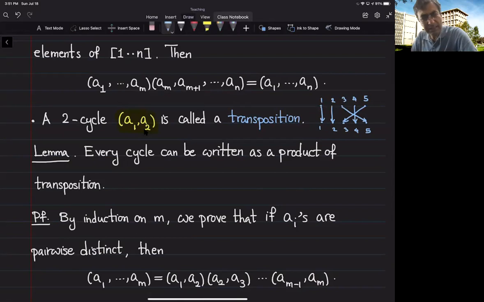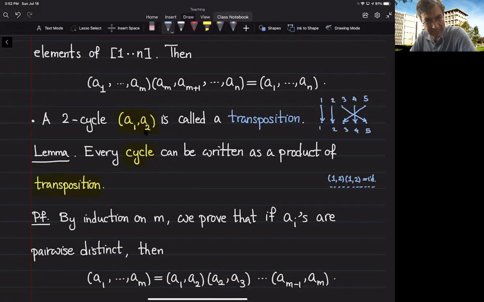Now, the next lemma tells us that every cycle can be written as a product of transpositions. Okay, how can we show this? So I give you a cycle, and we want to say that every cycle can be written as a product of transpositions. If the cycle that I'm given is the identity, that doesn't move anything, then of course I can write it as (1 2) times (1 2). I'm going to undo what I've done, and that is the identity. So there is nothing to prove when I'm dealing with the identity permutation.